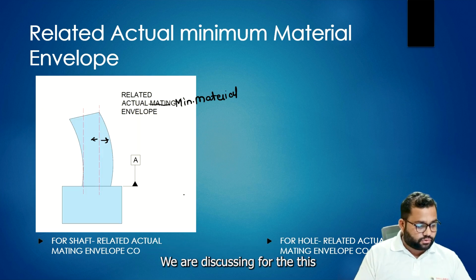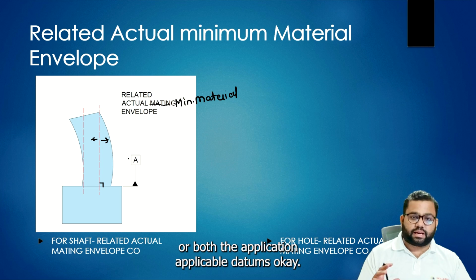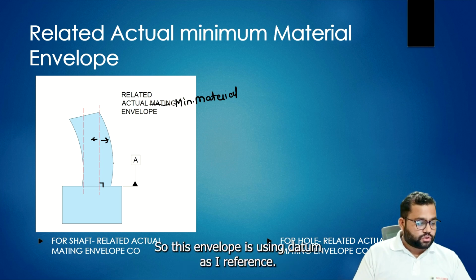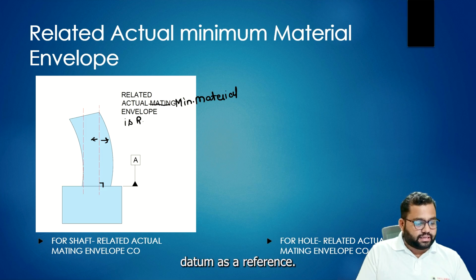Orientation we are discussing for this. So it has the orientation, location, or both, from the applicable datums. So this envelope is using datum as a reference. So in this case, the envelope is using the reference datum as a reference.